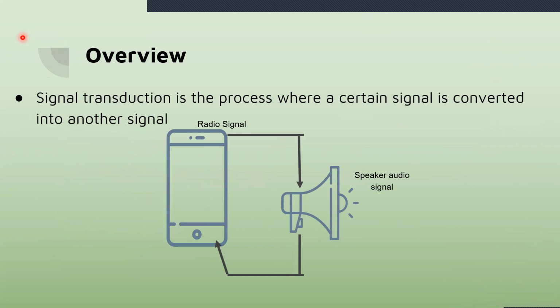So, as an overview, signal transduction is the process where a certain signal is converted into another signal. For example, a cell phone can receive a radio signal and convert it into a sound signal, or a target cell can convert an extracellular signal into an intracellular signal.